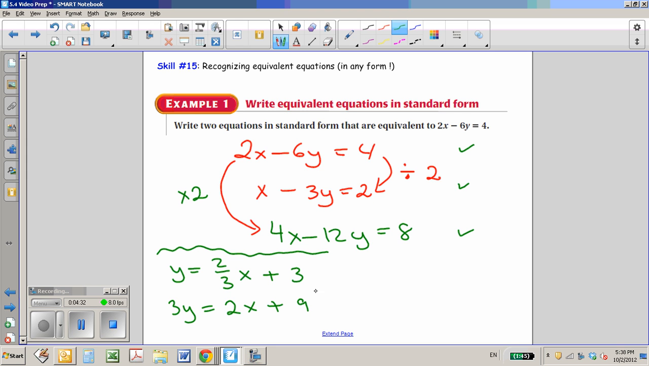Right? And it's exactly the same equation. I just multiplied everything by 3, so it is no longer in slope-intercept form, but it's an equation that's equivalent to the first one. So the equivalent equations can be used in any form, not just standard form.